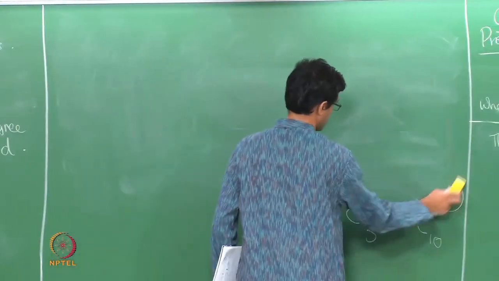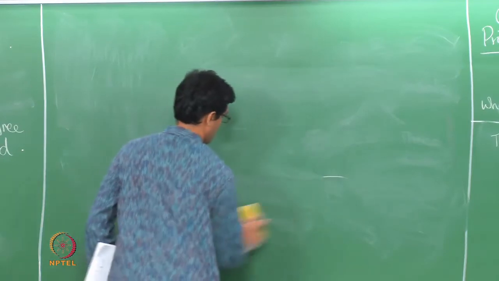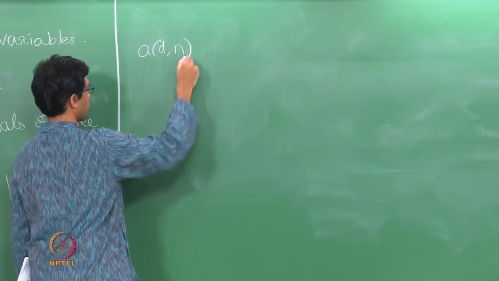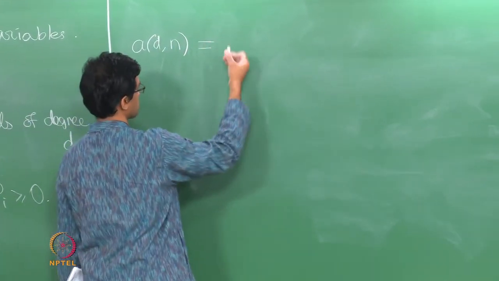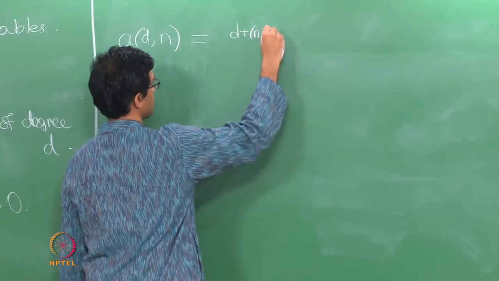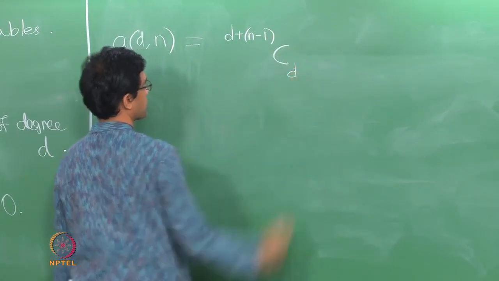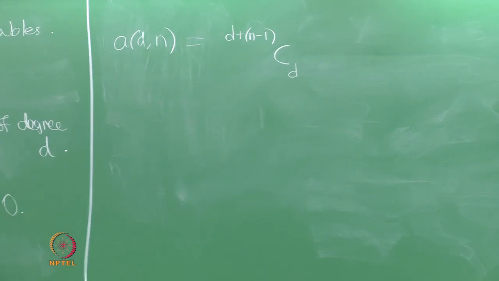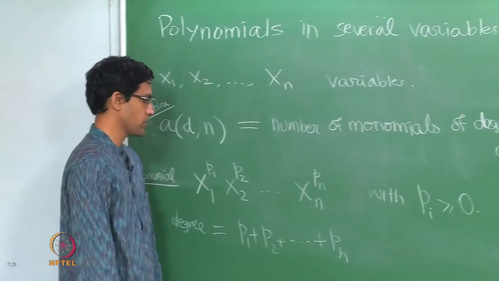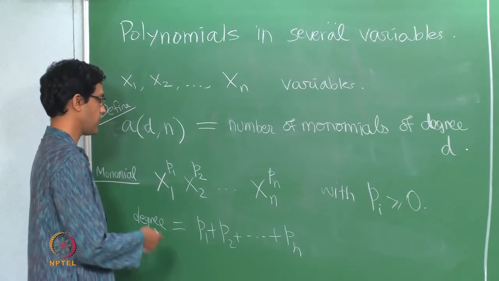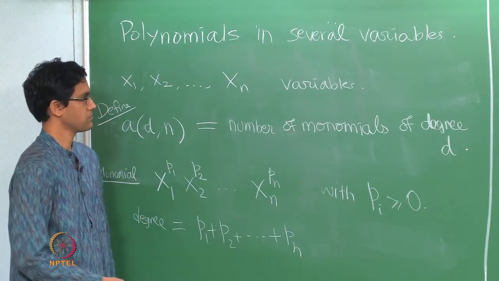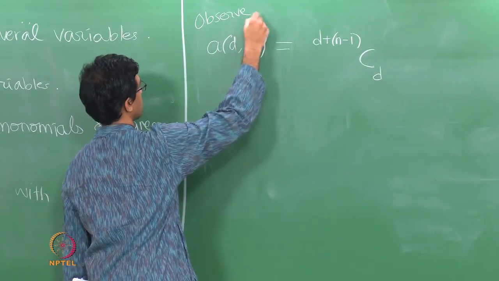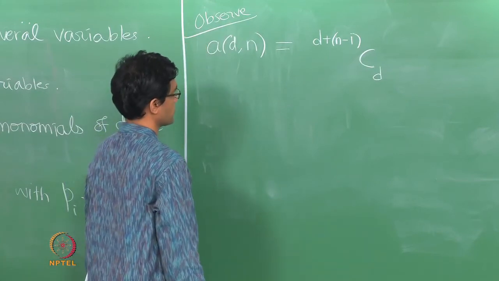So from the discussion so far, here is what we conclude: this number a d n that we studied a while ago is just the same as d plus n minus 1 choose d, because a d n is nothing but the number of solutions to the equation p1 plus p2 plus pn equals d, where the pi's are restricted to be non-negative integers. So observe that we have solved exactly this problem that was posed some time ago.